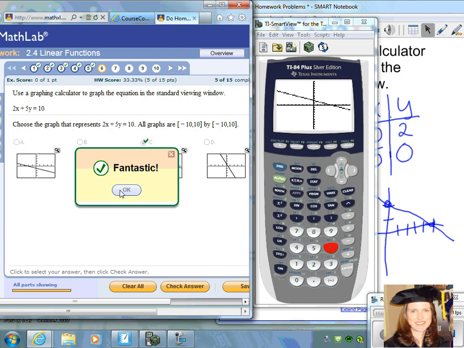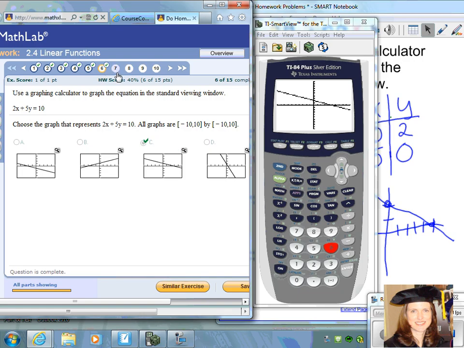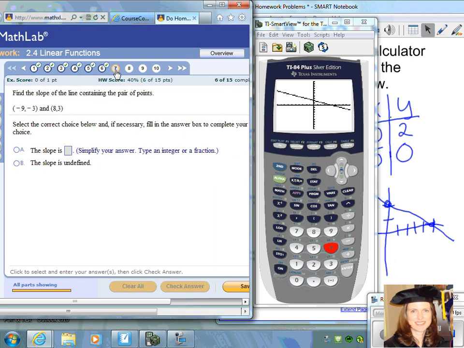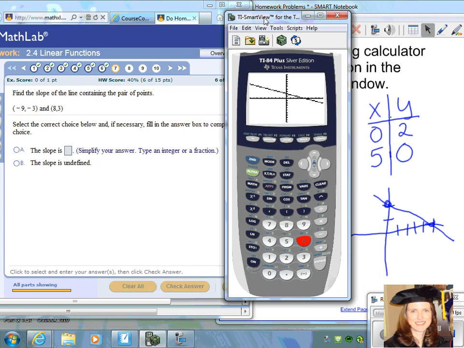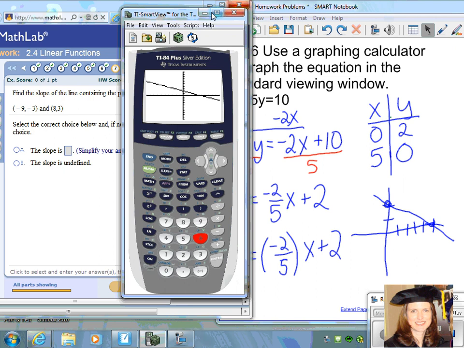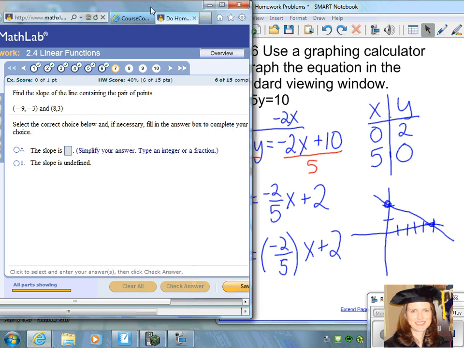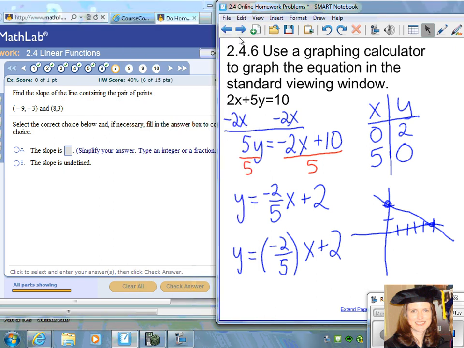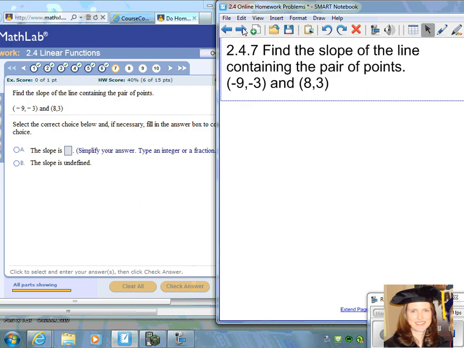Fantastic. Let's do number 7. Find the slope of the line. Okay, we can put our calculator away. Find the slope of the line containing the pair of points -9, -3, and 8, 3.